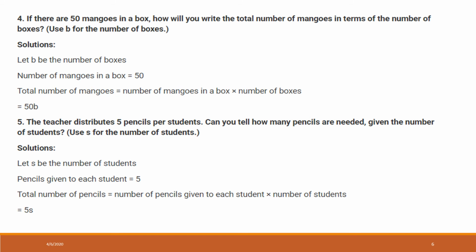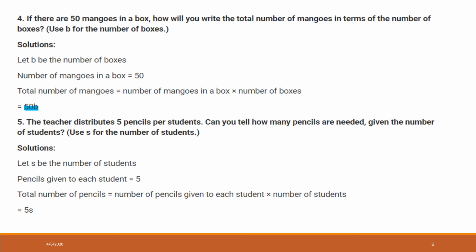Here I would like to mention one thing: when you write 50B, there is no need to write the multiplication sign. It is quite obvious that they are multiplying. When there is no sign, they are multiplying each other. Another thing, you cannot write the constant after the variable. This is the rule. It means you cannot write B50. That will be wrong. So you have to write 50B every time.